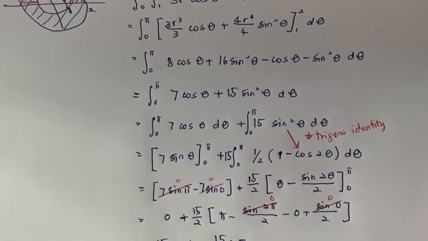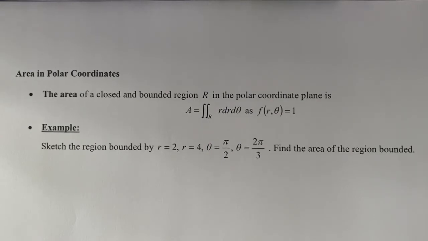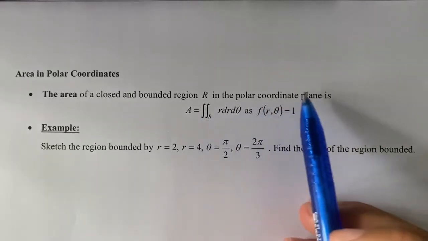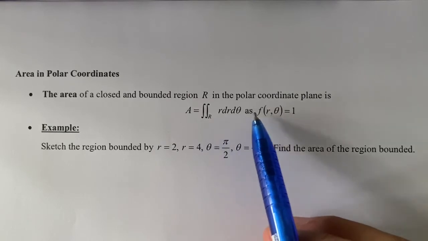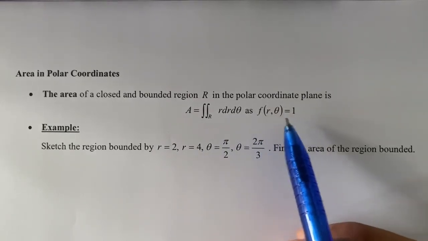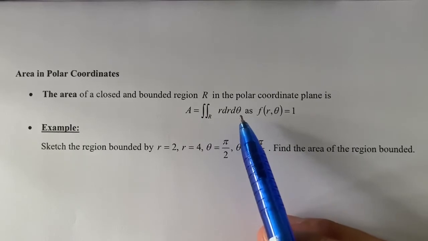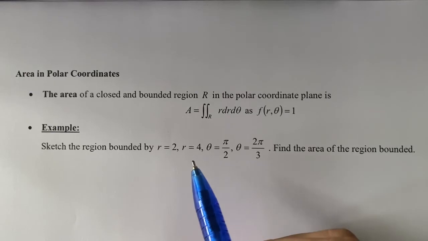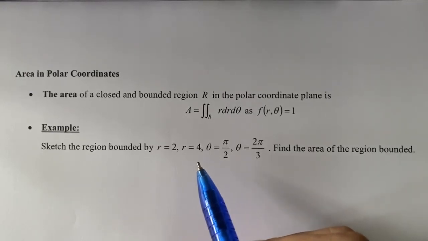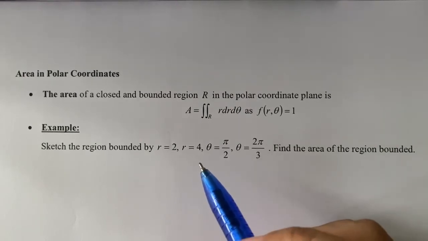Okay. Next is to find the area in polar coordinates. So the area of a closed and bounded region R in the polar coordinates plane is A equal to double integral R dr d theta, because our function f(r, theta) is equal to 1. It's just the same concept as in Cartesian coordinates. We integrate 1. So for example, sketch the region bounded by r equal to 2 and r equal to 4, theta 1 equal to pi/2 and theta 2 equal to 2 pi/3. Find the area of the region bounded.